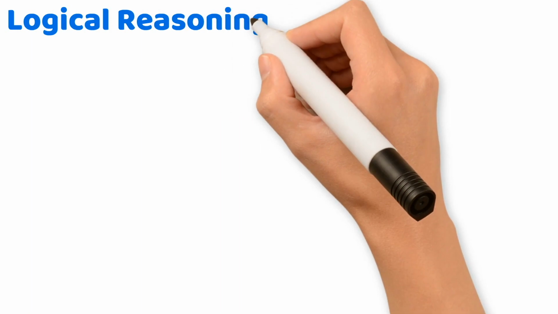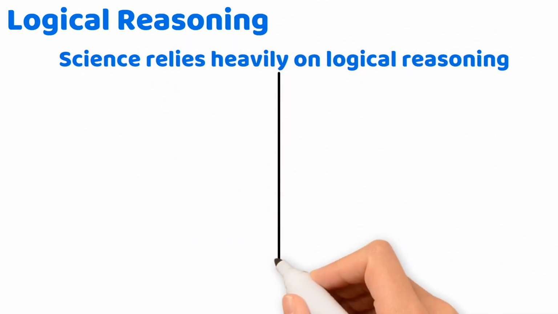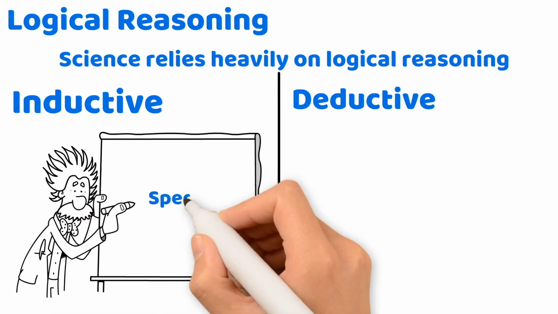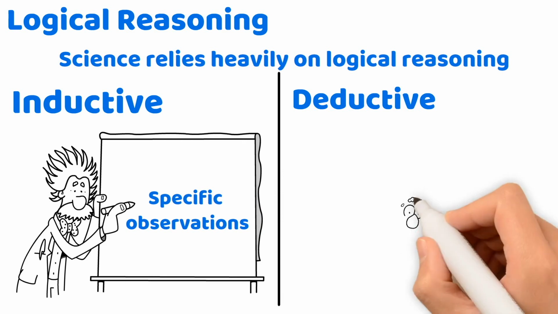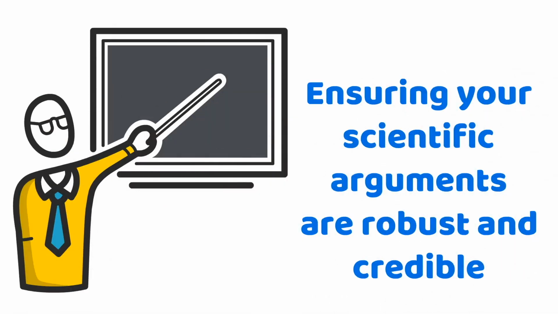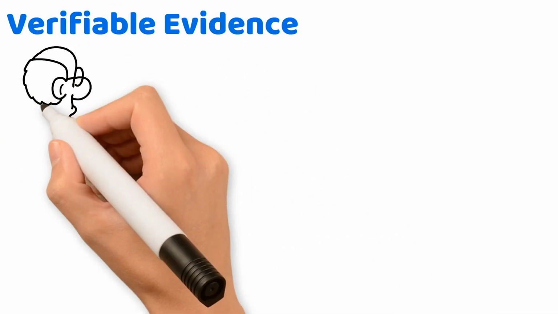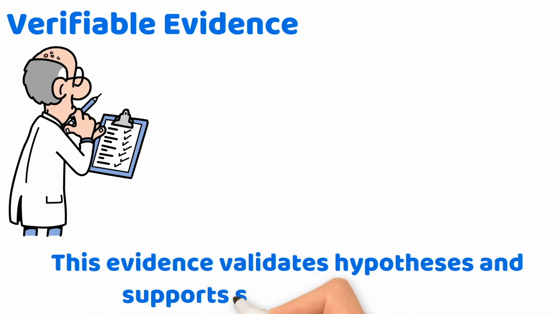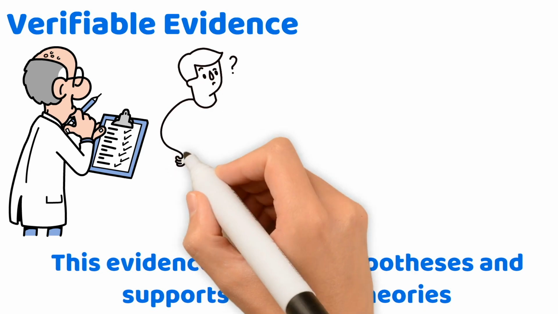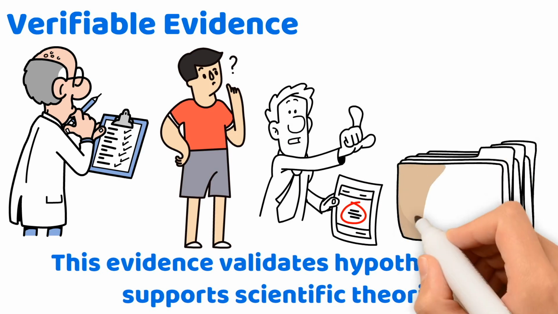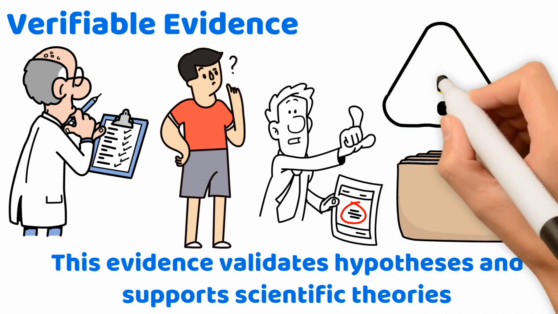Logical reasoning. Science relies heavily on logical reasoning, which includes both inductive and deductive methods. Inductive reasoning allows scientists to develop theories from specific observations, while deductive reasoning helps test these theories through empirical data. We'll also cover common logical fallacies to avoid, ensuring your scientific arguments are robust and credible. Verifiable evidence. At the heart of scientific inquiry is verifiable evidence. This evidence validates hypotheses and supports scientific theories. We'll explore how to critically assess the sources of evidence, emphasizing the importance of peer-reviewed journals and primary data, which are fundamental in upholding the credibility of scientific claims.